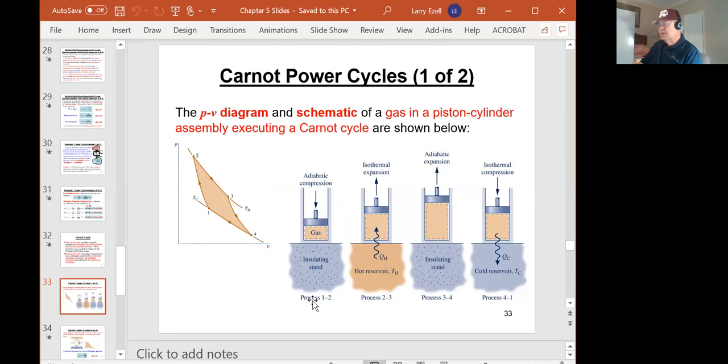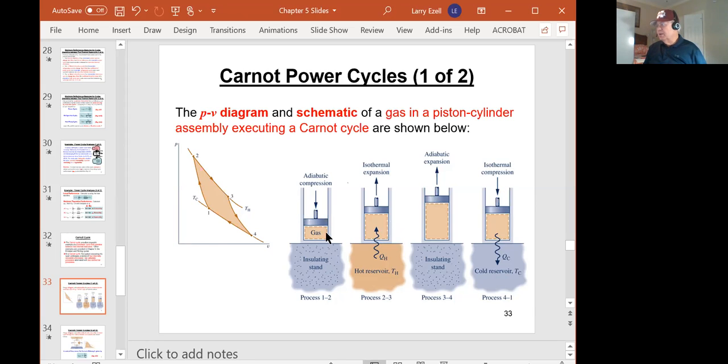So process 1 to 2. 1 to 2 is an adiabatic compression. So Q equals 0, 1 to 2. We're pushing down this way. I want to see if I use this pen, maybe that's not quite as jerky as the cursor. I noticed the cursor was jerky, and I don't want to give anybody a migraine headache. Adiabatic compression, 1 to 2, we see you pushing down and compressing this gas.